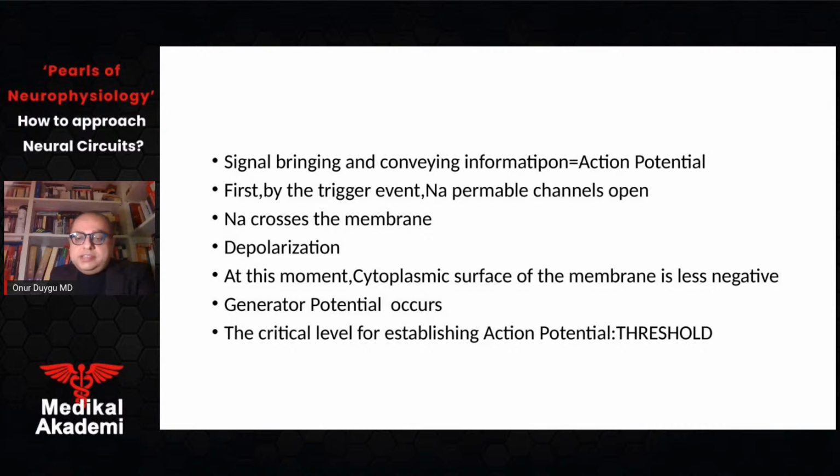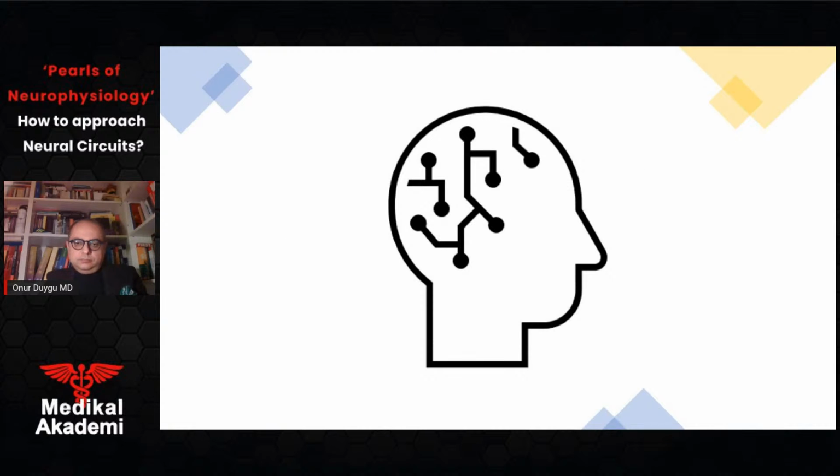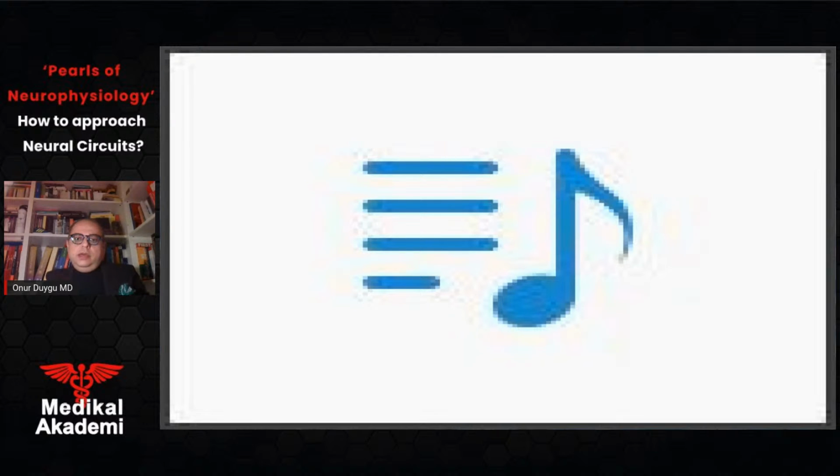The critical level for establishing one action potential here is called the threshold. If the stimulus is under threshold, there's no action potential, unfortunately, and there's no neural purpose, unfortunately, as well. There was a donut shape structure diagram here, but I couldn't expand it here. I'm sorry for that. But tasting, falling in love, seeing something, singing a song, playing the piano, every executive function is connected with action potential and one threshold as well.